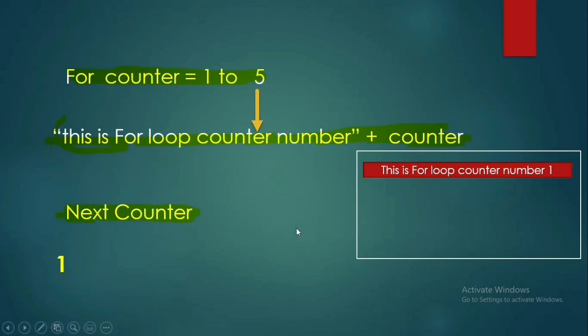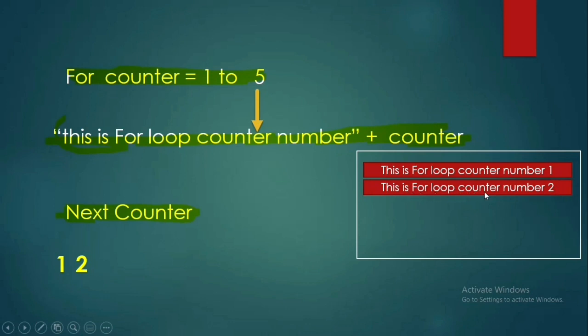Okay, so what will happen now? After executing this line, the loop will reach this point. It will check if the counter value is 5. No, the counter value is not 5. So it will go again to the starting point over here. Now the counter value will be increased by 1, and at this point again, what is the counter value? The counter value is 2. What will be printed on the screen?